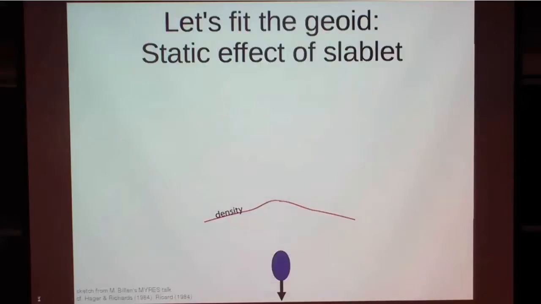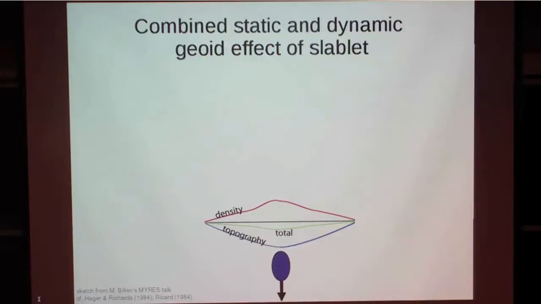Now, what about the geoid? Let's fit the geoid. This is from Magali's talk a long time ago. What's the effect of a cold sinker? There's a static effect. If I sit on top of this cold sinker and do a gravity survey, I have to move further out to have the same pull because this thing is denser. So the static geoid anomaly is positive. However, because of Stokes flow, there's flow induced, and the topography will be pulled down, such that the overall effect for a simple model is actually negative. A slab sinker is expected to have a negative geoid signature.